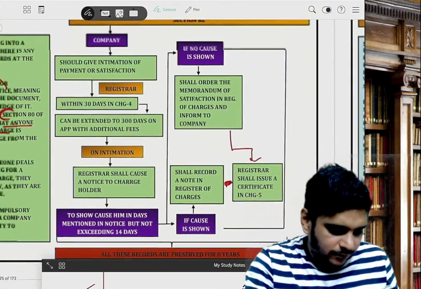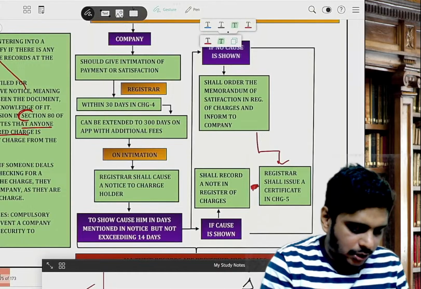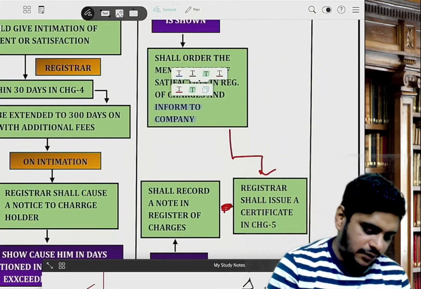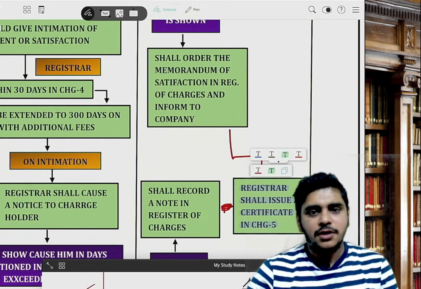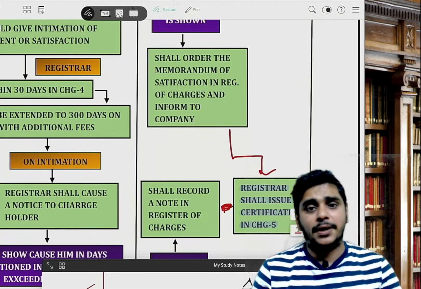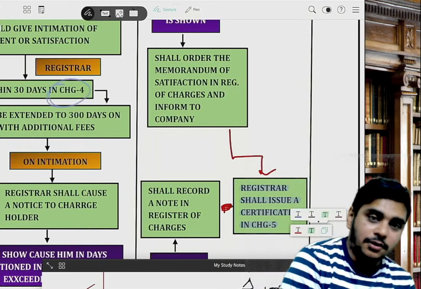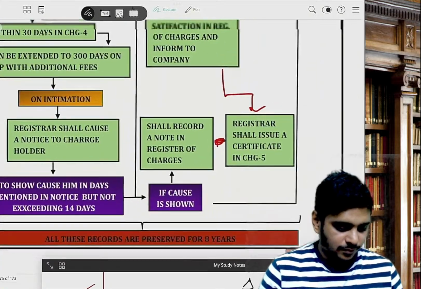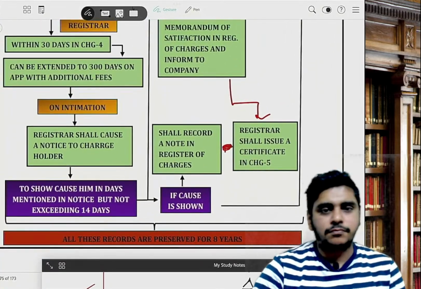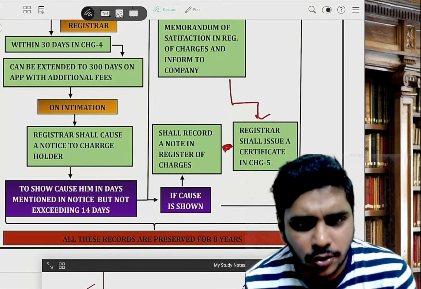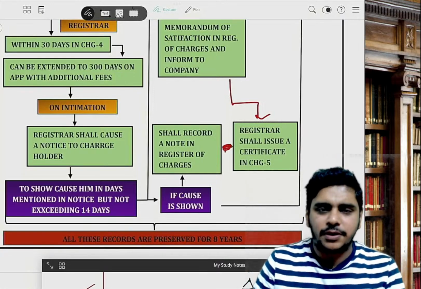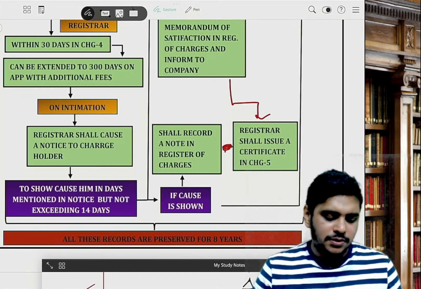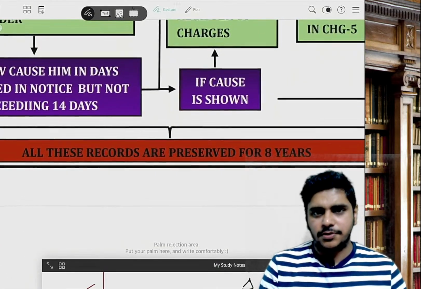If no show cause is shown, the ROC shall order the memorandum of satisfaction of charge, inform the company, and issue a certificate in form number CHG5. So you apply for satisfaction in CHG4, and the certificate will come in CHG5. If show cause is shown, they will record it in the register of charges, but they will not register the satisfaction. All these records are preserved for 8 years.